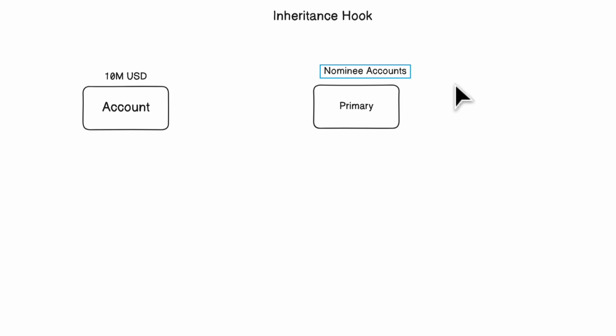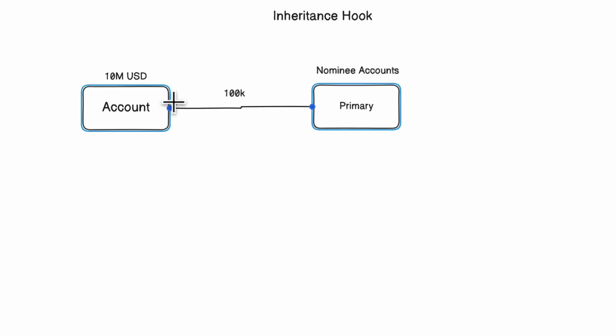Now the criteria is, if the main account is inactive for say 100k ledgers, then the primary nominee can take over the main account. So with this implementation, we will just set the primary account as a regular key account for the main account. So that's how it can take over the main account.